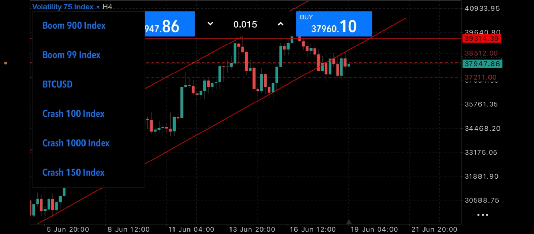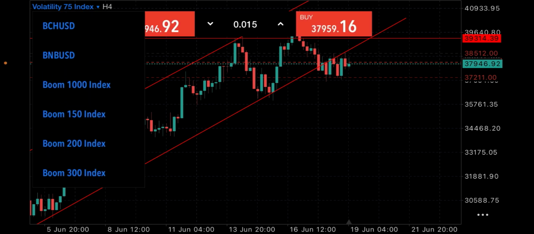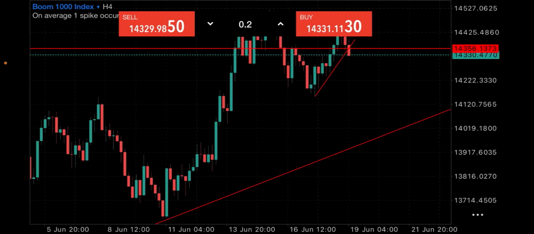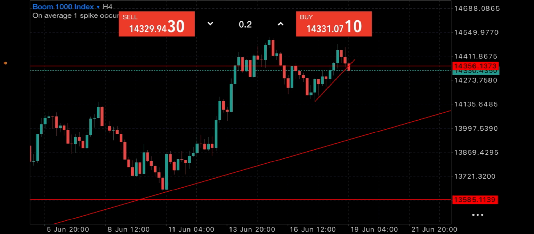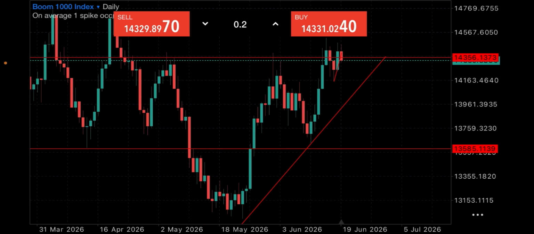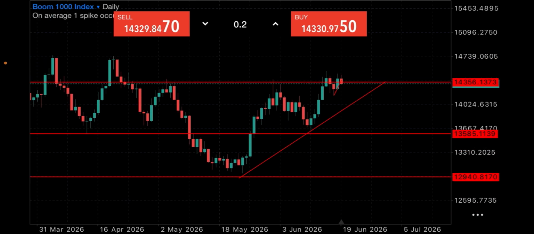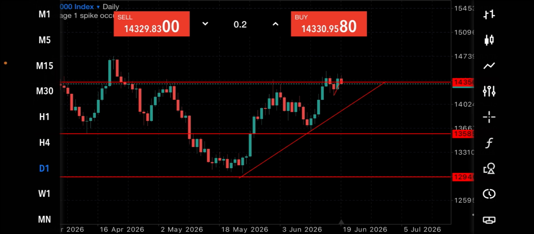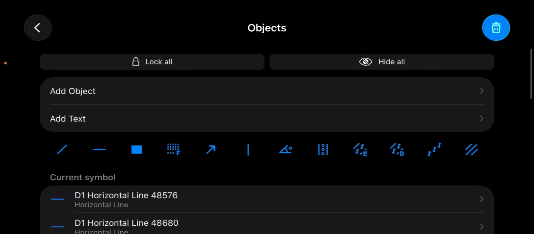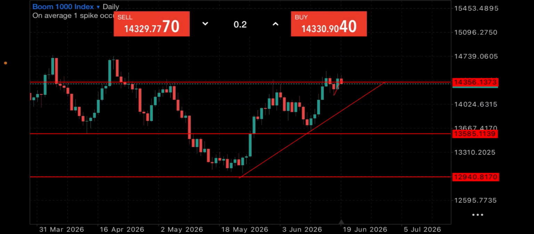Of course, I had my eye on the Boom 1000. Let's see if we have a channel running over there. Okay, so this is the Boom 1000. This is the daily time frame. Do we have a channel here? Of course, if we don't have a channel here, I'm just going to be showing you straight up how we trade with price action on this particular asset.